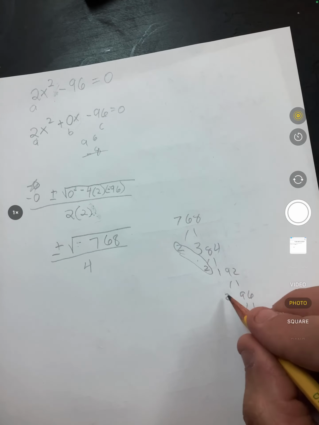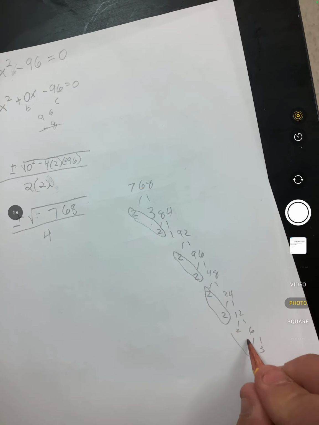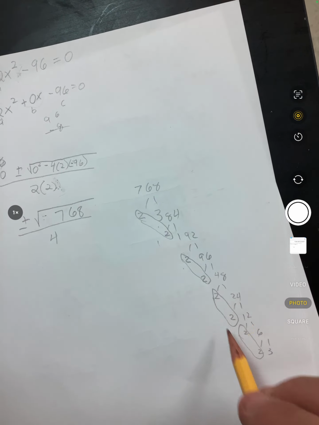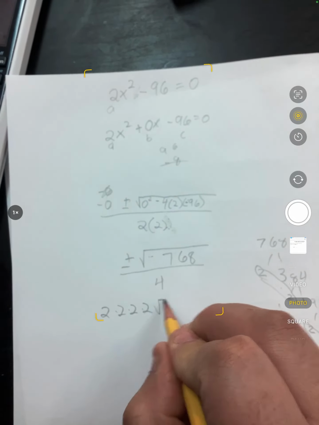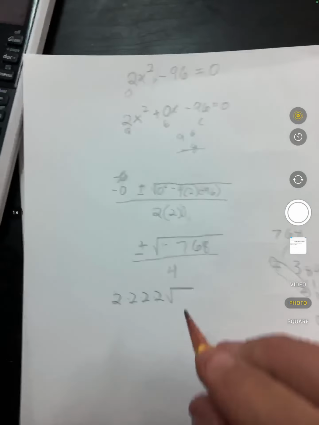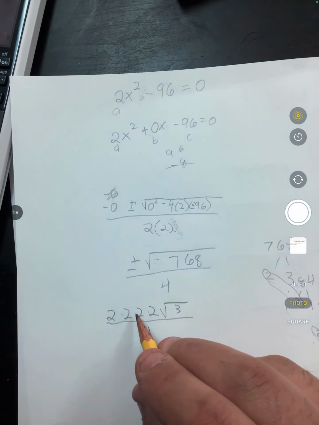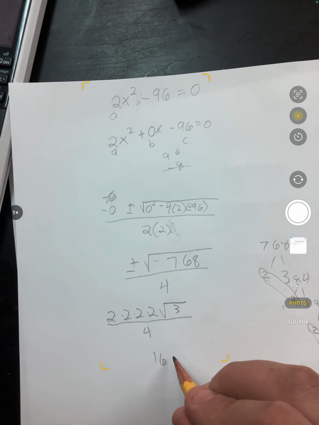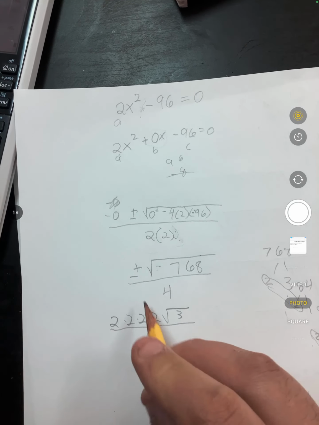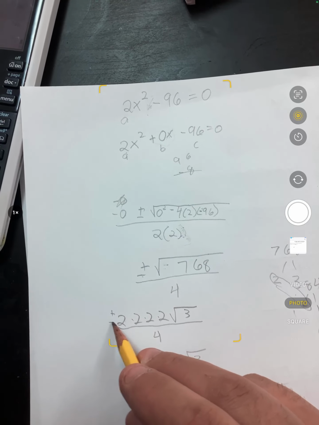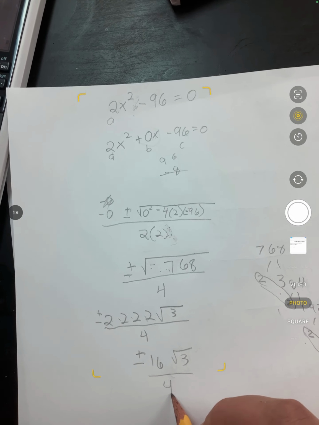All right, so I got 1, 2, 3, 4 2s that paired up. 2 times 2 times 2 times 2 times the square root of nothing with this 3, divided by 4. 2 times 2 is 4 times 2 is 8 times 2 is 16. That is 16 times the square root of 3. Don't forget it's plus or minus 16 because that still is there. All we did was factor the 768. All that gets divided by 4.